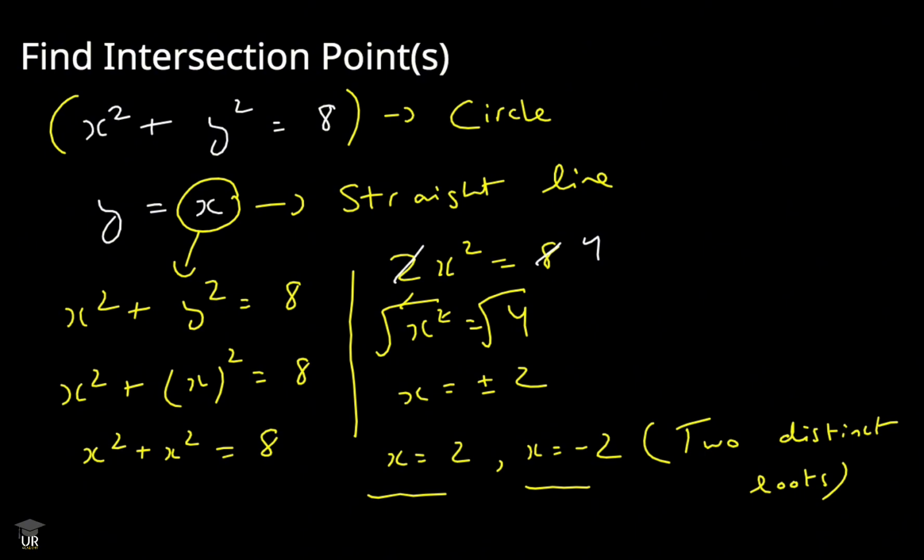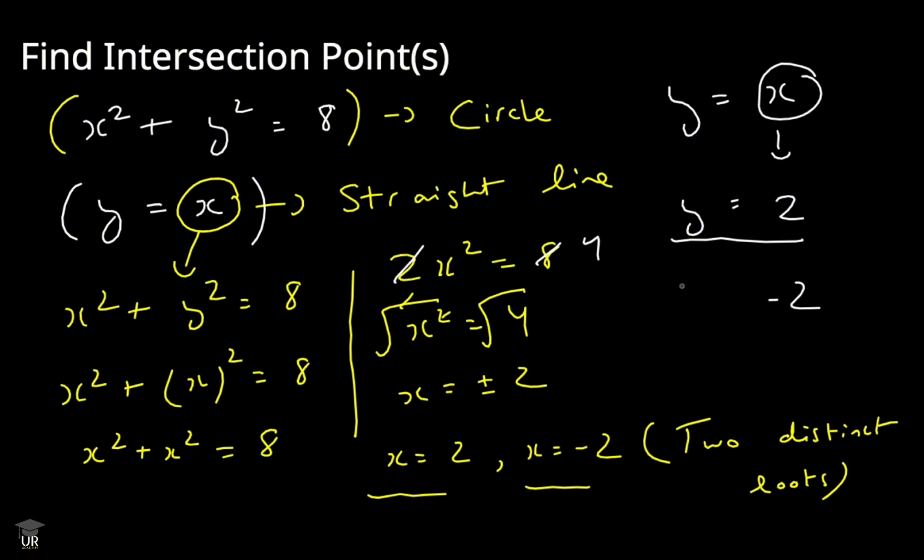Now to find the value of y, simply we know that y is equal to x. So y is equal to x. So if x is 2, then y is also 2. And if x is minus 2, then y is also minus 2. So the two intersection points here will be (2, 2) and (minus 2, minus 2). So these are my two intersection points for this part.